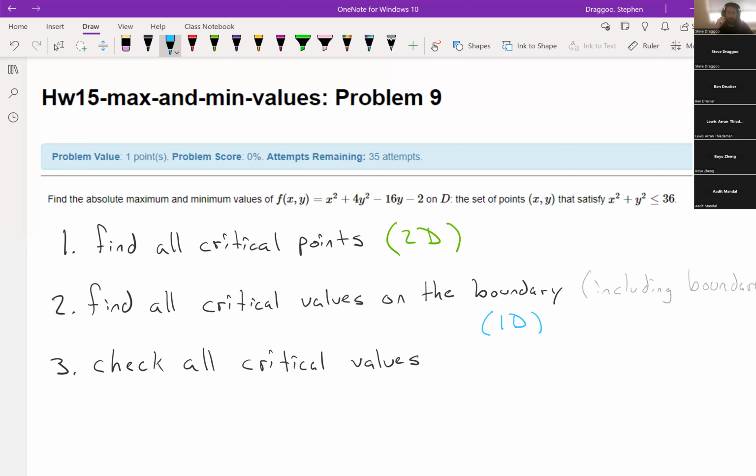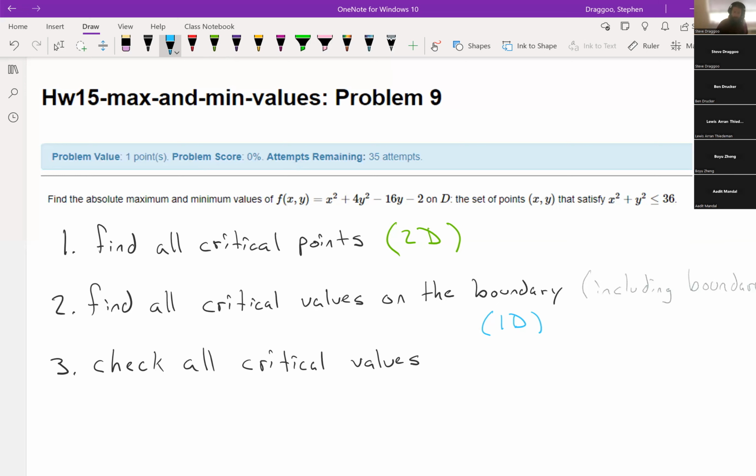So let's take a look at the function that we have. We've got x squared plus 4y squared minus 16y minus 2. And we want to be inside of this circle centered at the origin with a radius of 6. So x squared plus y squared is less than or equal to 36. Just think of that. That's a circle. It's centered at the origin. It's got a radius of 6. That's going to be our region.